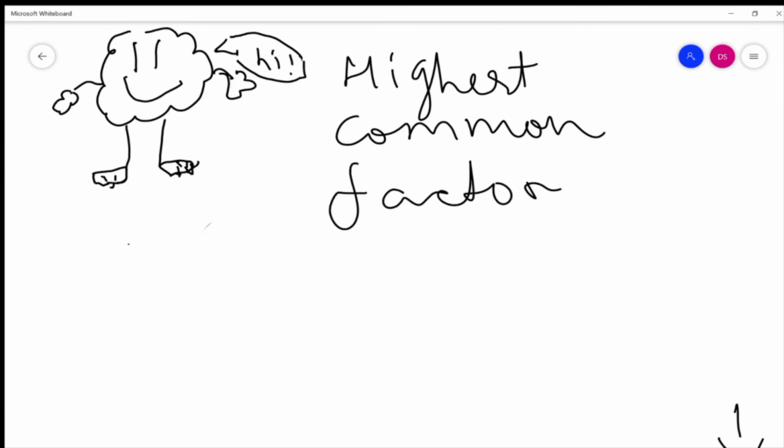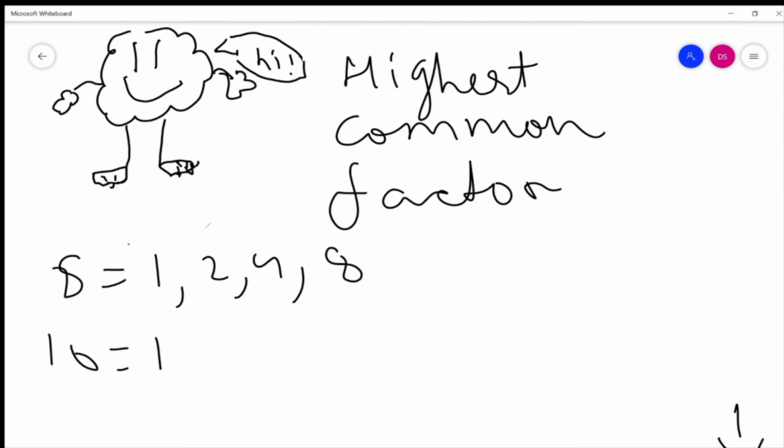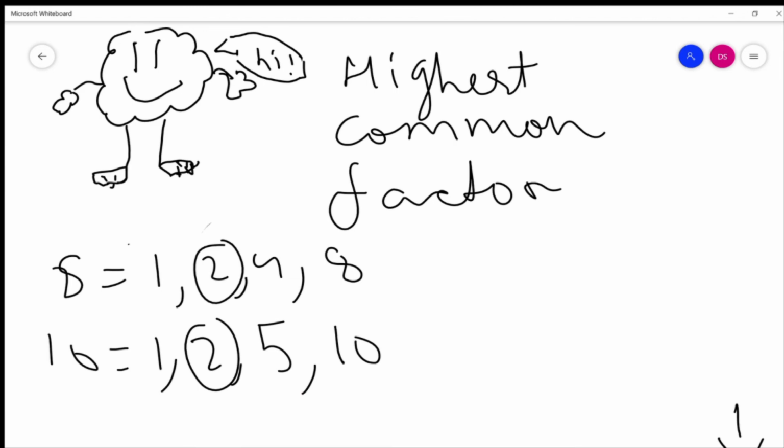Factors are numbers that you have to multiply in order to get the answer. In this case, the answers are 8 and 10. So 8's factors are 1, 2, 4, and 8. And 10's factors are 1, 2, 5, and 10.